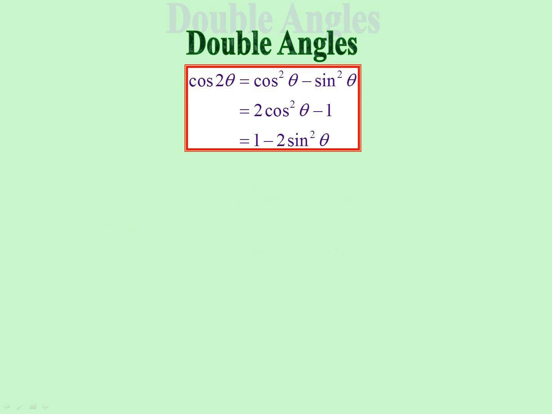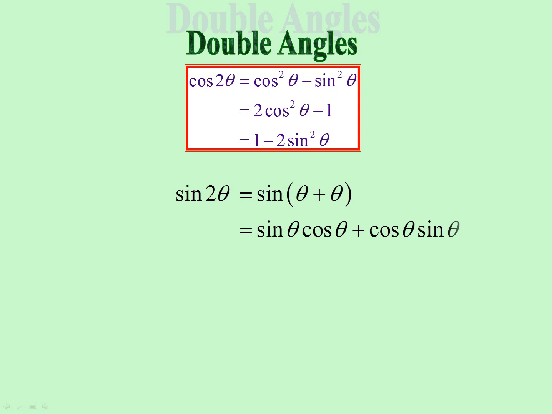Let's find the sine double angle formula. Sine of 2 theta. Now do you remember what we did with cos 2 theta? We wrote it as cos of theta plus theta. So we're going to do the same with sine. Now sine of a plus b has an expansion: sine a cos b plus cos a sine b. Therefore, I'm going to write sine theta cos theta plus cos theta sine theta.